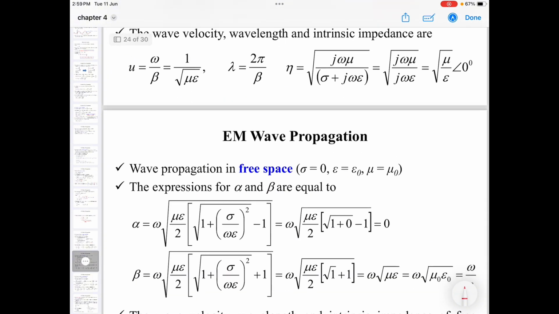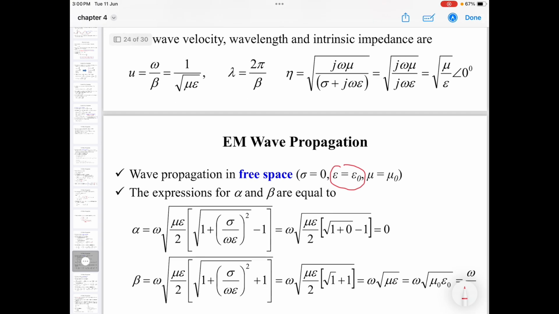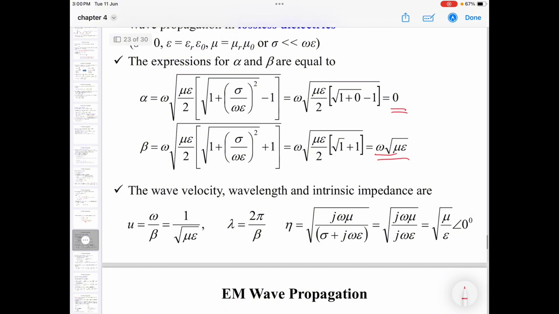Maybe you will be asking why I don't choose free space. For free space the epsilon equals epsilon naught, so if this were free space, they wouldn't ask you to find epsilon r. So we are not going to use the equations of free space. We are going to use the equations for lossless medium.